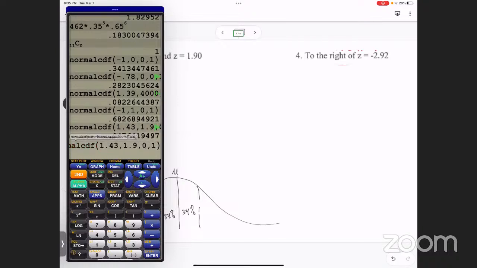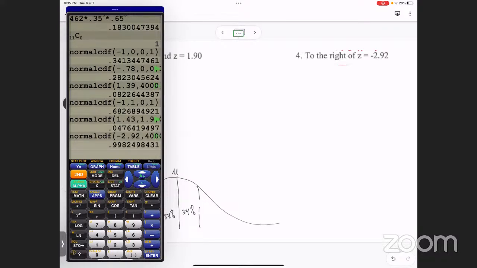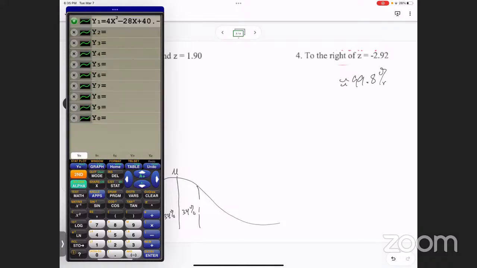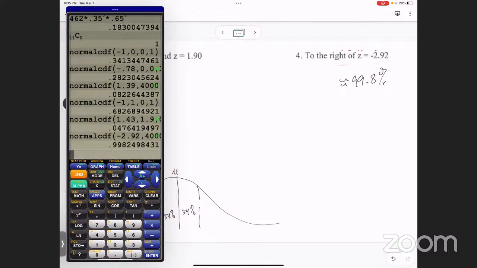So if you go negative 2.92 comma and then just put a big number, I'm just choosing 4,000. I don't know why. 0 comma 1, you're going to get 99.8. Okay, that makes sense. So that's how you do that. That's what z-score is all about.